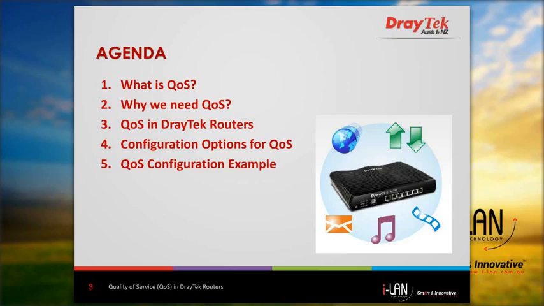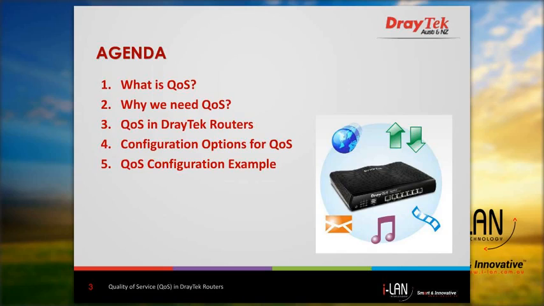Hello everybody, my name is Roy Panetta, and today I'll just explain what quality of service is and how it's used in DrayTek routers. Firstly, I'll just go over the agenda for today's presentation. So first we'll look at what is quality of service, and then we'll look at why we need quality of service, and then we'll follow this by quality of service in DrayTek routers. And then we just go through some of the configuration options for quality of service in DrayTek. And then finally just look at a quality of service configuration example, which is based on one of the application notes from DrayTek.